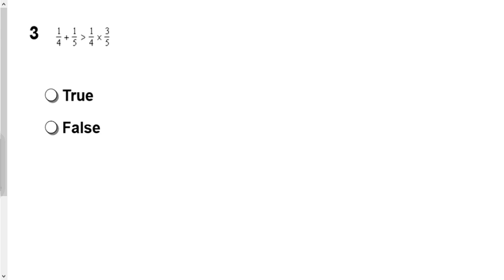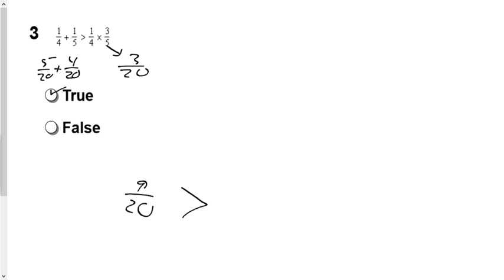Your third question gives you an operation of addition and an operation of multiplication. Right off the bat, I know that it's probably going to be true, but we'll see how it works out. So 1/5 plus 1/4, if I find my common denominator, I'm going to end up with 9/20. Okay, 9/20. And 1/4 of 3/5 is going to be equal to 3/20, when I multiply the numerators and denominators. And is 9/20 greater than 3/20? Yes, it is, so therefore it's true.